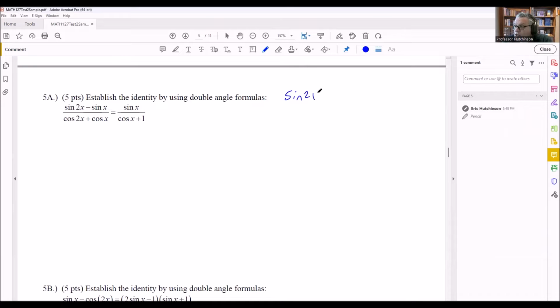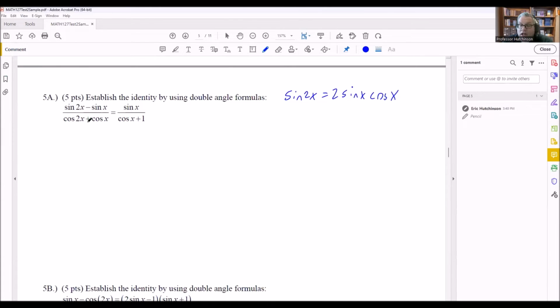So here is sine 2x. There's only one of them. So we have 2 sine x cosine x there. For the one down below, cosine 2x, we need to choose which one. There's three different ones that you can use here, but we want to pick the one that allows us to simplify with something else we already have.